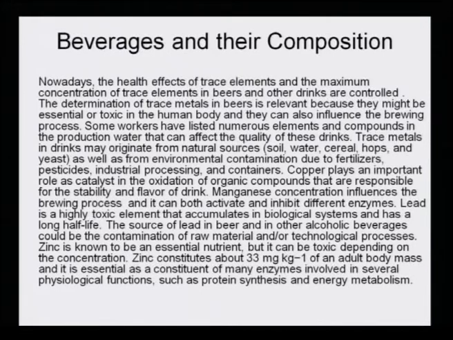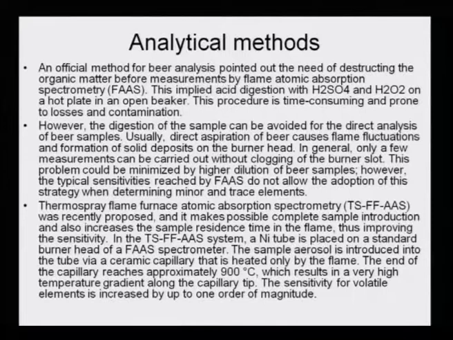Zinc constitutes about 33 milligram per kilogram of an adult body mass, and it is essential as a constituent of many enzymes involved in several physiological functions such as protein synthesis and energy metabolism. Analytical methods therefore have to be very specific in this. And so, how are beer samples analyzed? The thermospray furnace atomic absorption was recently proposed, and it makes possible complete sample introduction and also increases the sample residence time in the flame, thus improving the sensitivity.